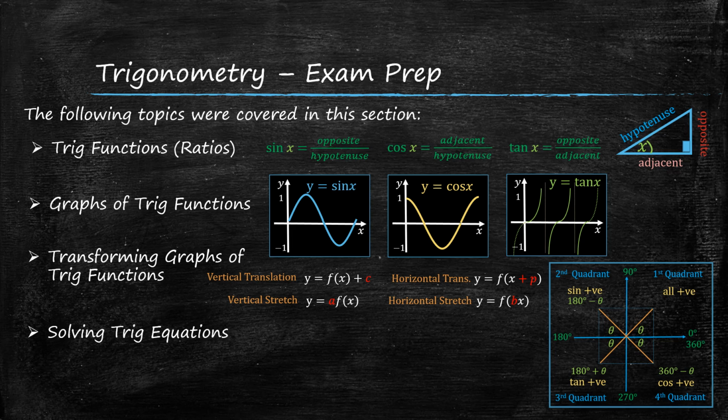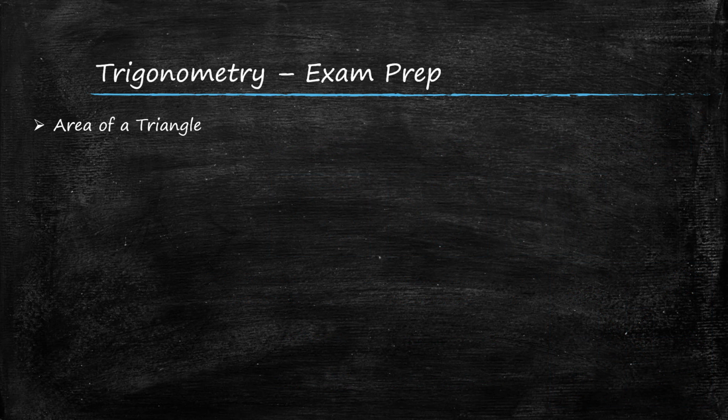We then discussed the solving of trig equations, and then we moved on to trig identities, the two trig identities tan x equals sin x over cos x, and sin squared x plus cos squared x equals 1, and we discussed how we can use the trig identities to simplify trig expressions. We then covered how we can use trigonometry to find the area of a triangle. The area equals half the base times the height of a triangle in general terms, but in trig the area equals half AB sine C.